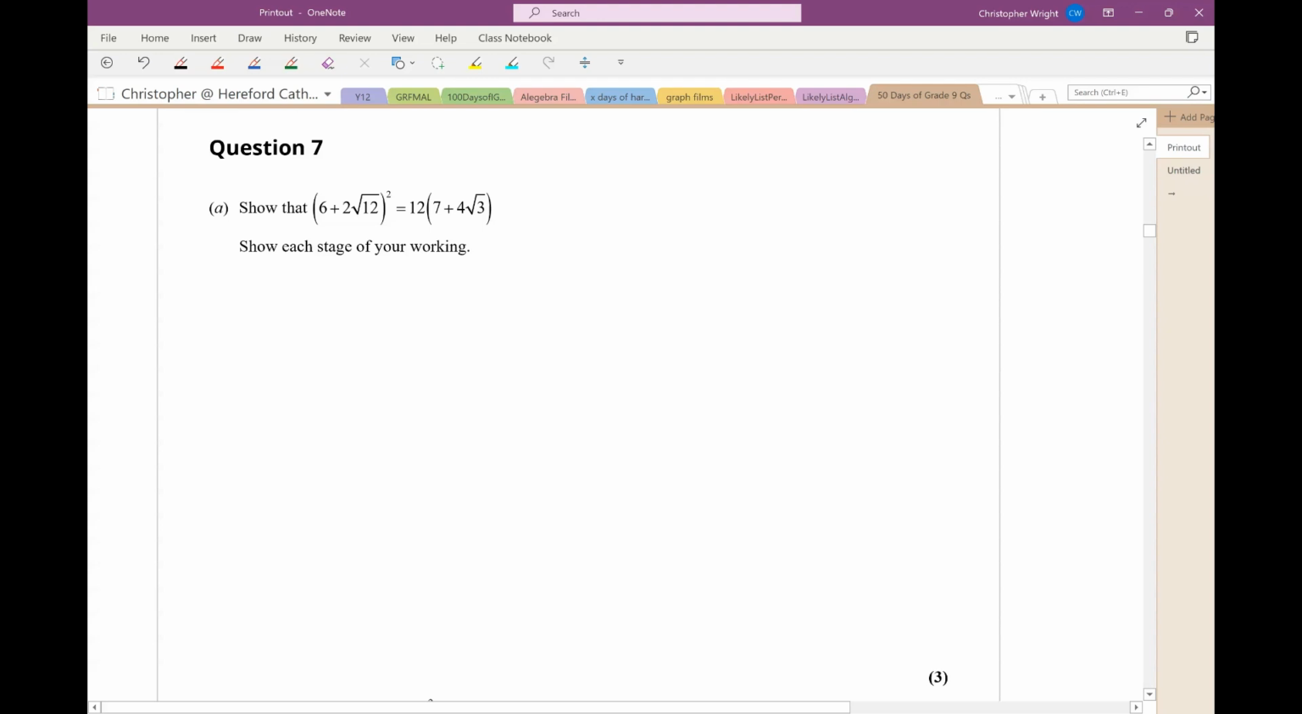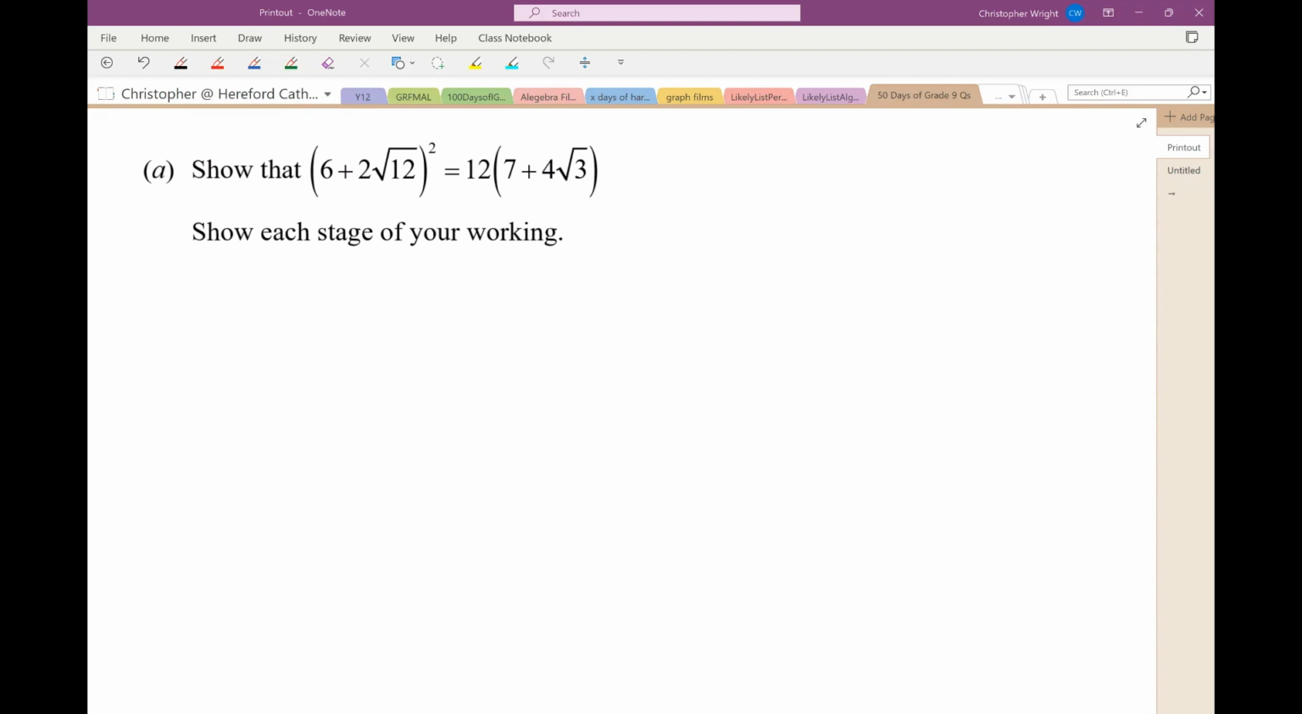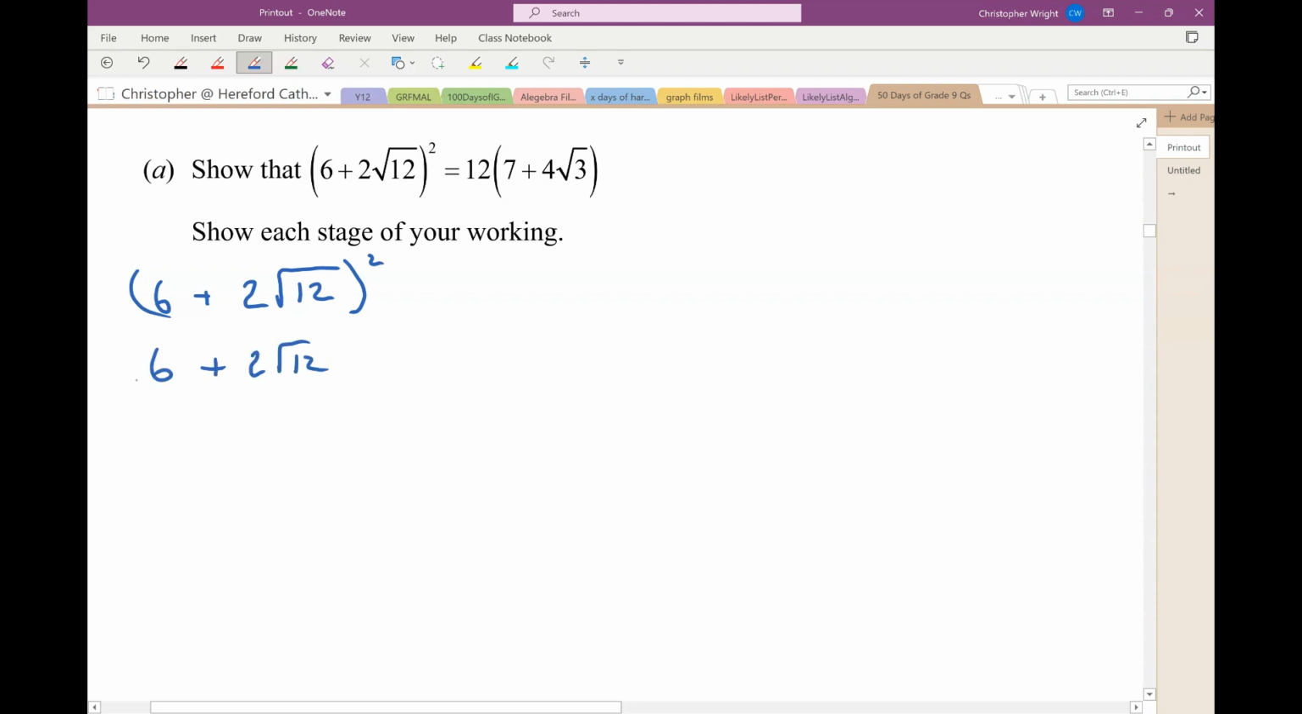Question 7. Looks like we're dealing with surds here. Show that the left-hand side equals the right-hand side. Show each stage of your working. Well, let's take this left-hand side and simplify it and see if we can get the right-hand side as our answer. To start with, let's write that like this, and then expand the brackets.